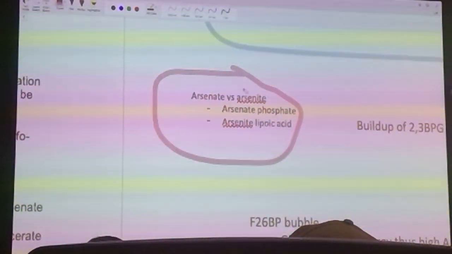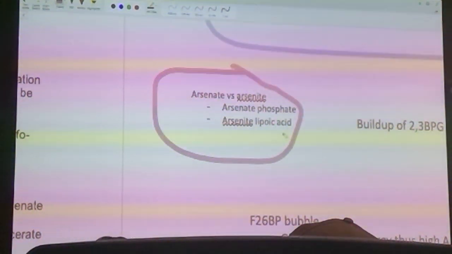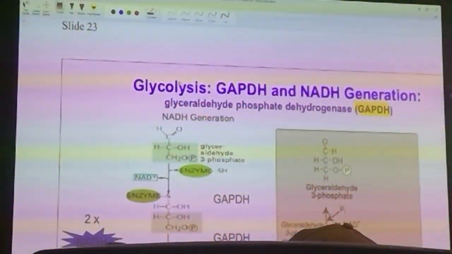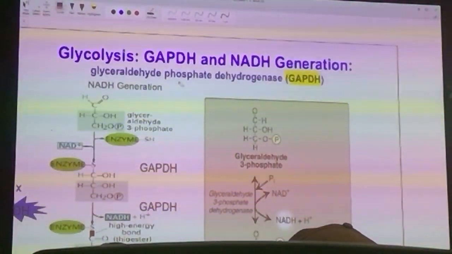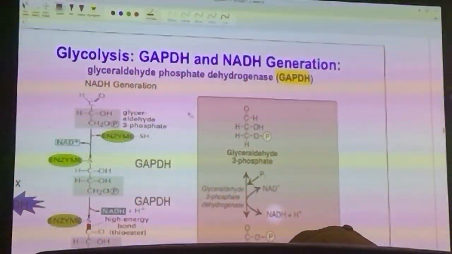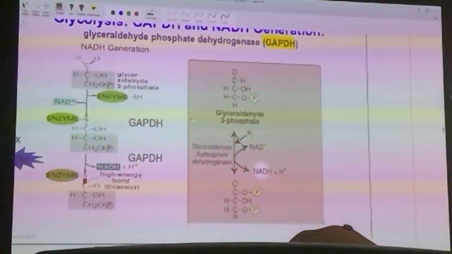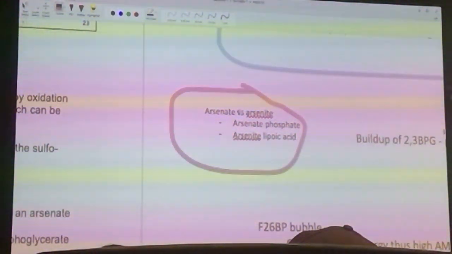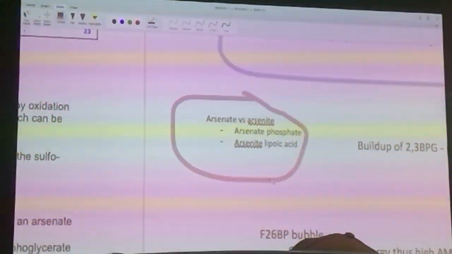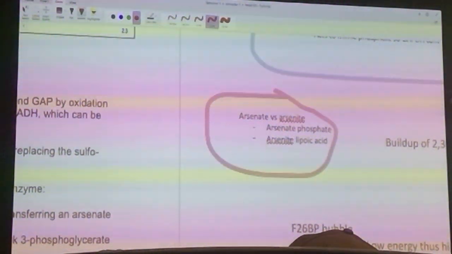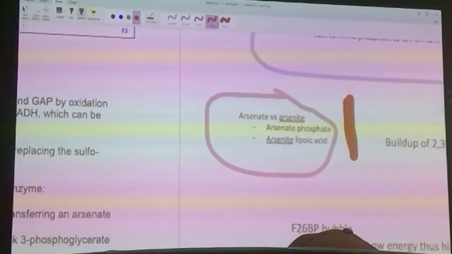Okay, arsenate versus arsenite. Arsenate mimics a phosphate, and it acts on this step, glyceraldehyde phosphate dehydrogenase. What it does is mimic the phosphate, so you don't have ATP generation in the next step. So arsenate inhibits the formation of ATP. Then you have arsenite, which inhibits lipoic acid, and you'll learn about that tomorrow. So just remember those two for now. Arsenate versus arsenite. Guaranteed question on these two, or one of these two.